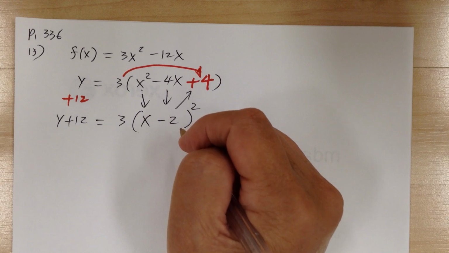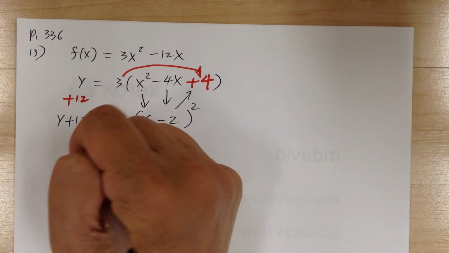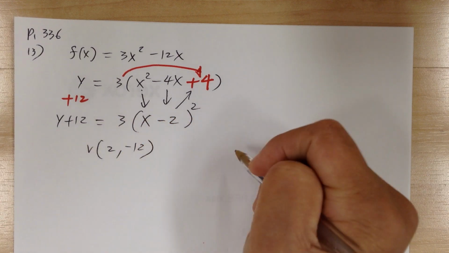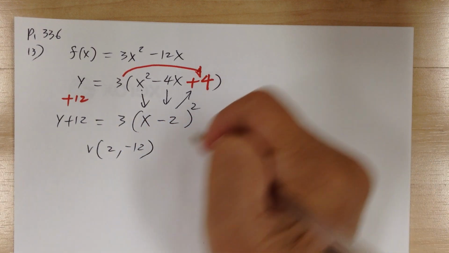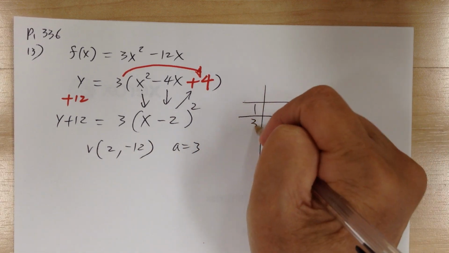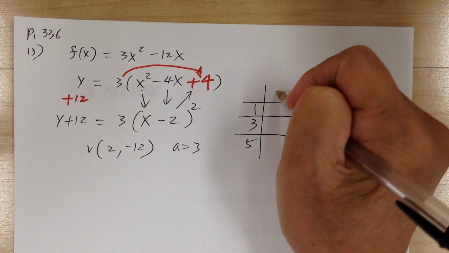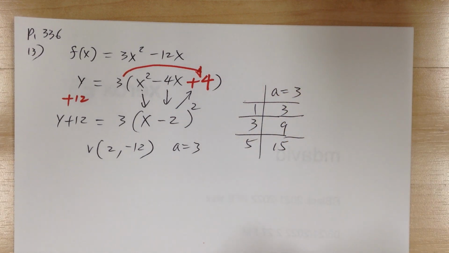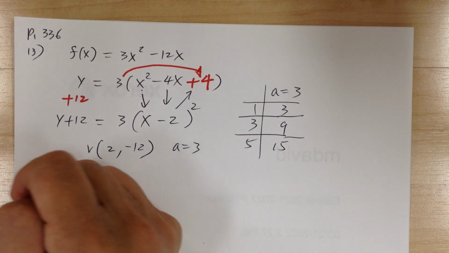In this case, the vertex is going to be at 2 comma negative 12, and a equal to 3. So when you're doing the 1, 3, 5, with a equal to 3, you're going to get 3, 9, 15. Let's go and graph this.